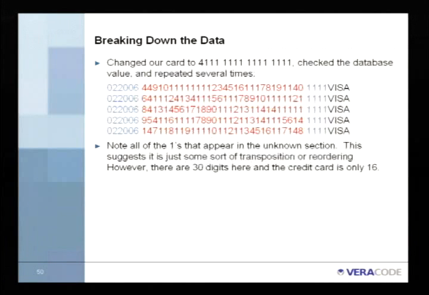But anyway, we changed our card number to that, and then we checked what was in the database after that change was made, and then repeated this process a bunch of times to see, first of all, is it the same in the database every time I change it for a given card number, or does it vary? And as you can see, it varied. It's the same card number going in, and the stuff in blue on the left and right is the same, the 4 digits and the expiration, but the stuff in the middle changes. And take a look at all the ones that appear in the unknown section.